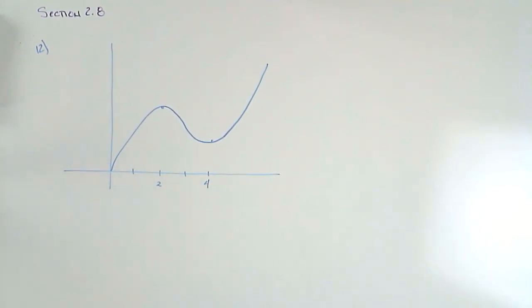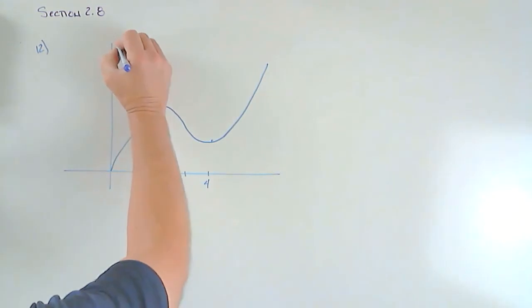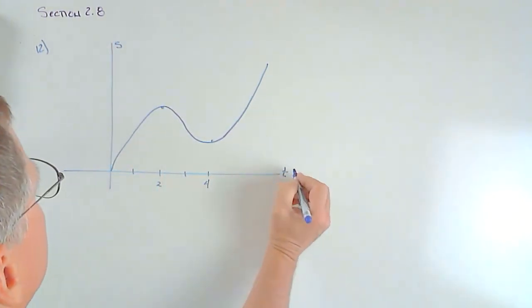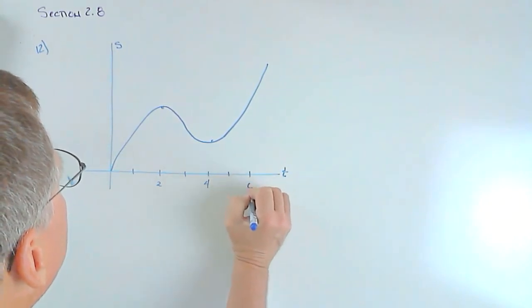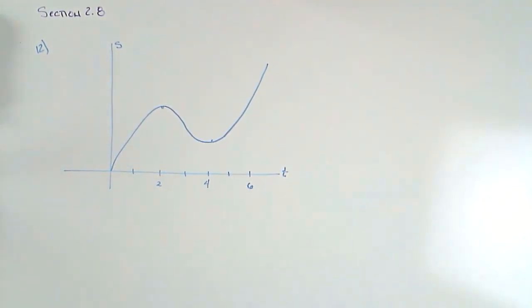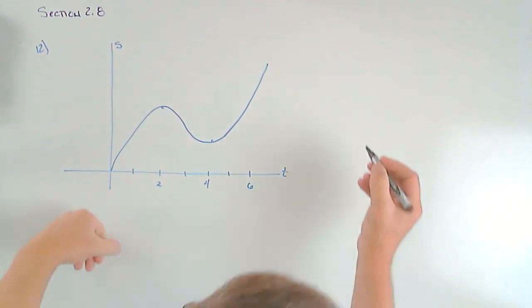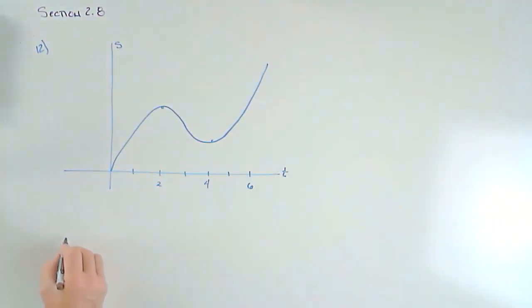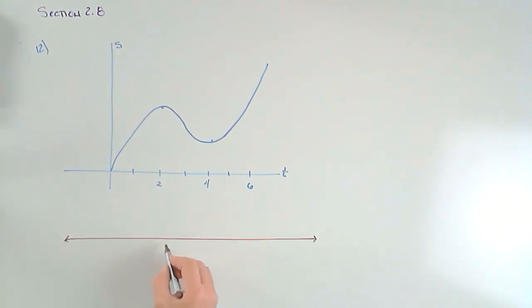So this is our position. This is S, and this is T for time down here. This tells us where our particle is located to the right of some fixed point. Because our particle is moving along a horizontal line, if we were to draw a horizontal line here, we don't know where our particle starts. We can just call it A. We don't know what number it is.